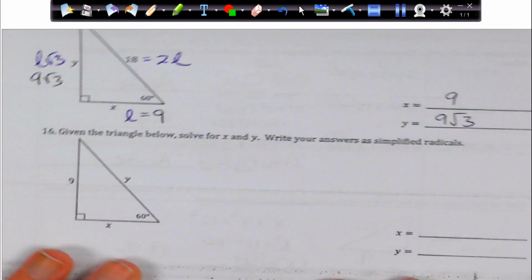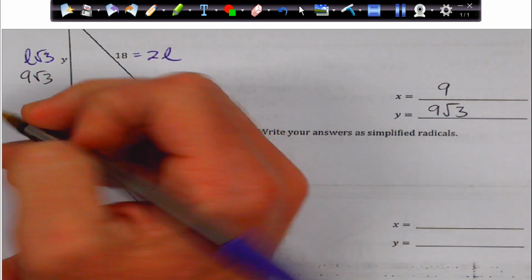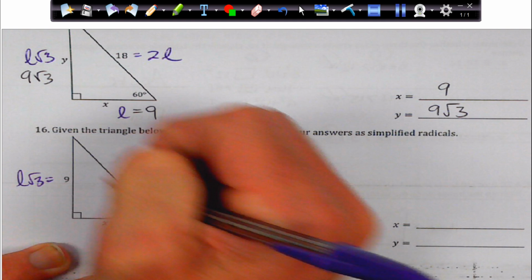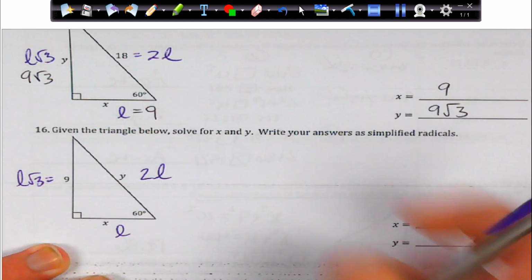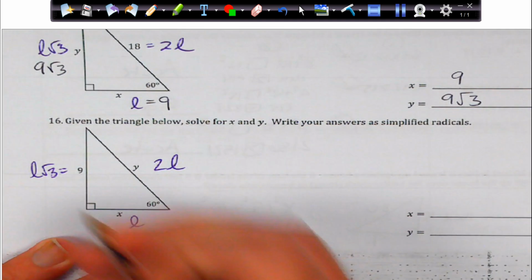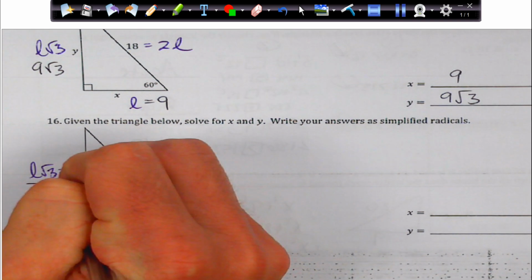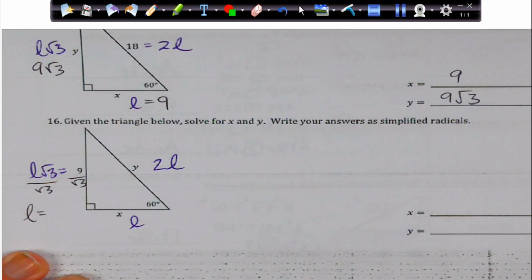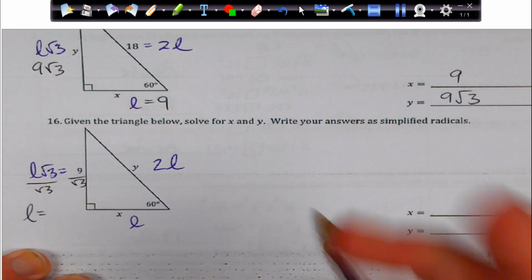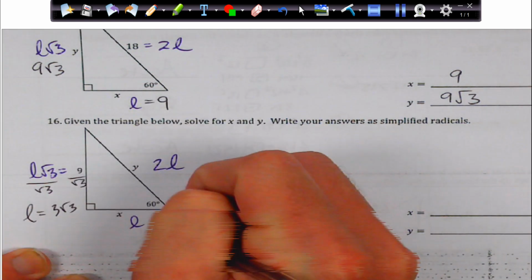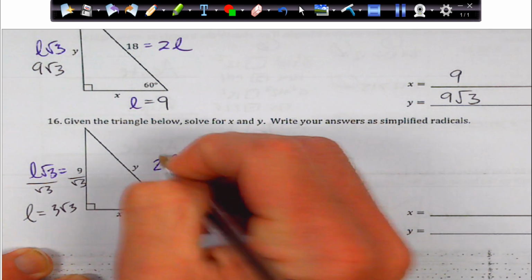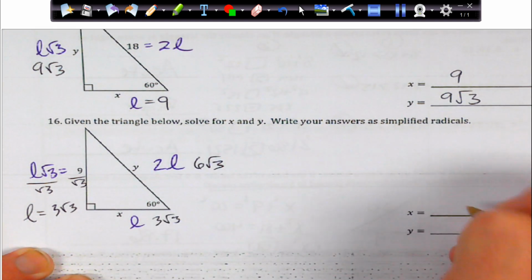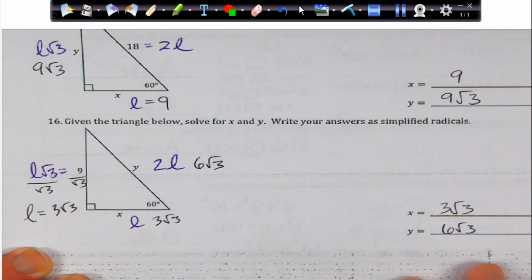We're cruising now. Okay, and this one is L rad 3, L, and 2L. And again, here we can divide by rad 3, put it in our calculator and figure out what L is, or we can just remember, divide by 3 and multiply by rad 3. So that's going to be 3 rad 3. So this is 3 rad 3, and this is going to be double 3 rad 3, which is going to be 6 rad 3. So we get 6 rad 3 for y and 3 rad 3 for x.